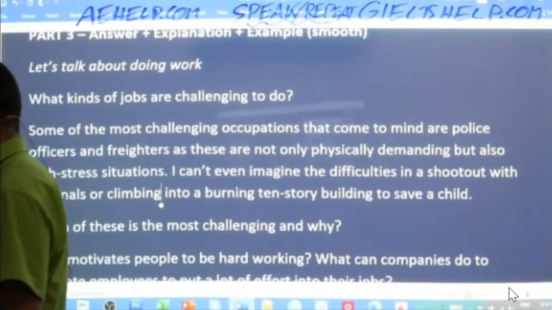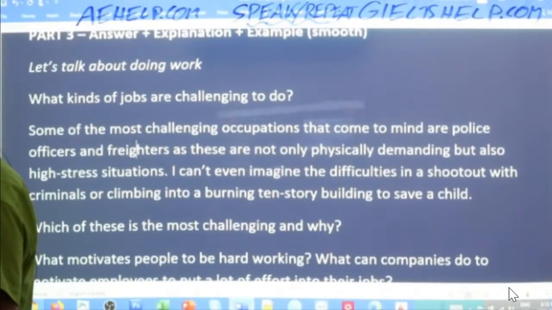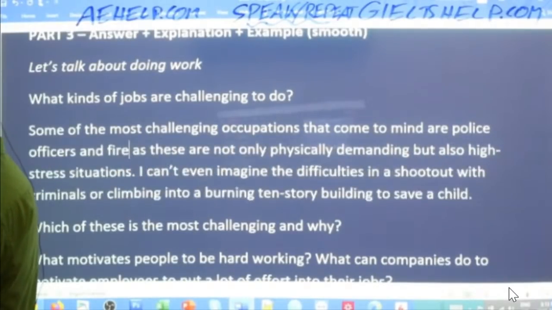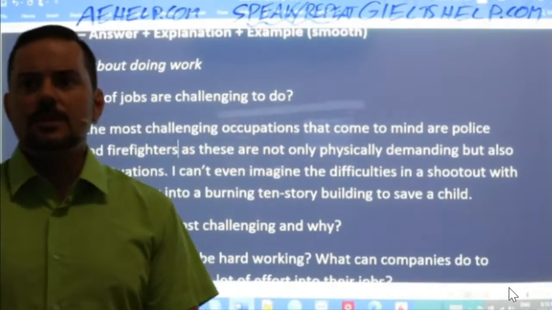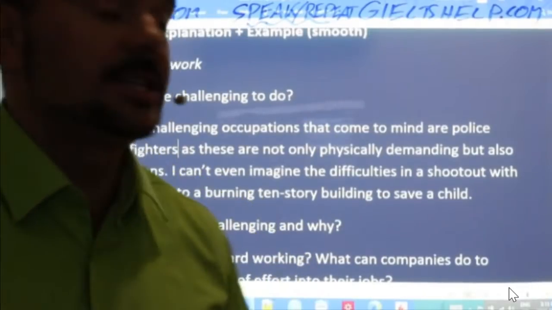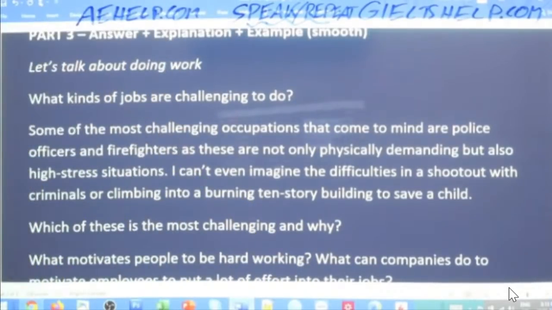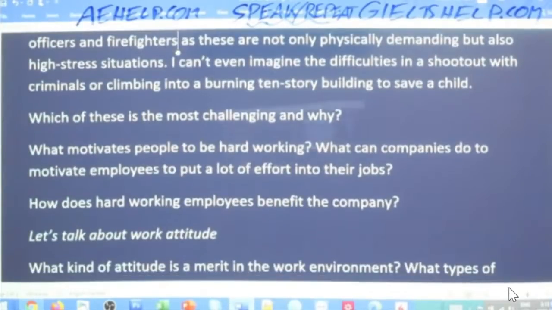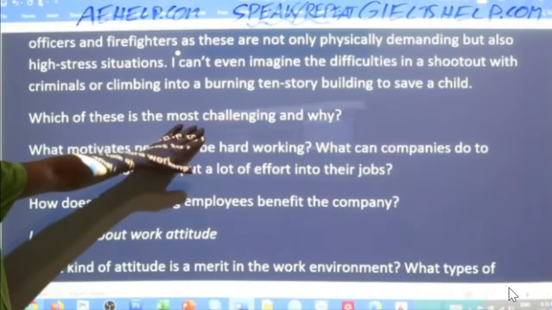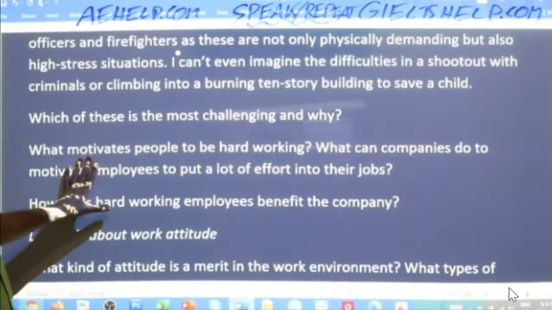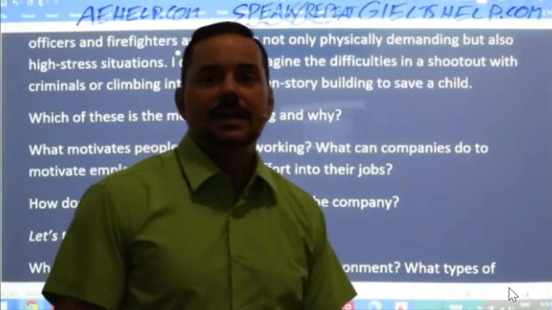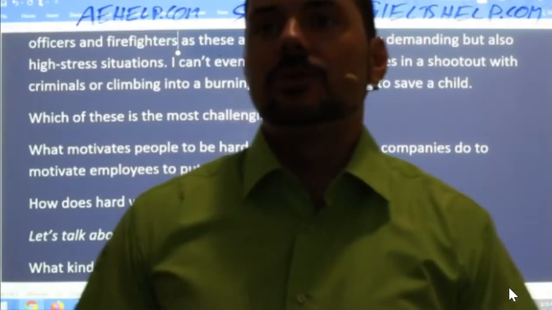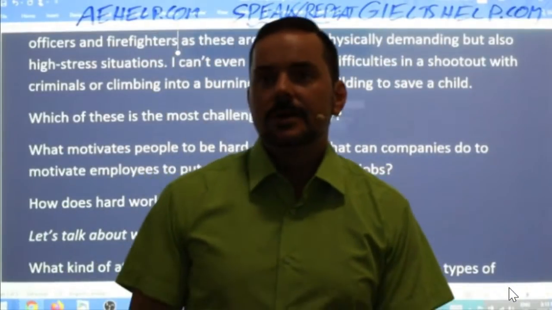a child. Okay. Let me correct that word. Firefighters. There we go. All right. So, again, it doesn't have to be perfect. It just has to be a good answer, okay? Which of these is the most challenging and why? So, which of these is the most challenging and why? Give me a nice full sentence answer for this one, okay?